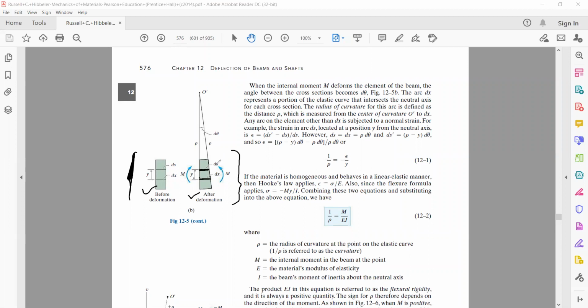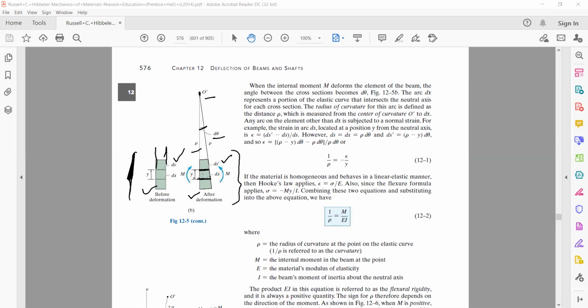This distance was initially, before deformation, ds. Now after deformation it becomes ds prime. Initially, before deformation, these two sides were parallel. Now these two sides are intersecting each other and subtending an angle of d theta. And the distance of the neutral axis from the point of intersection O prime is known as the radius of curvature. And this point O is known as the center of curvature. Rho is the radius of curvature.